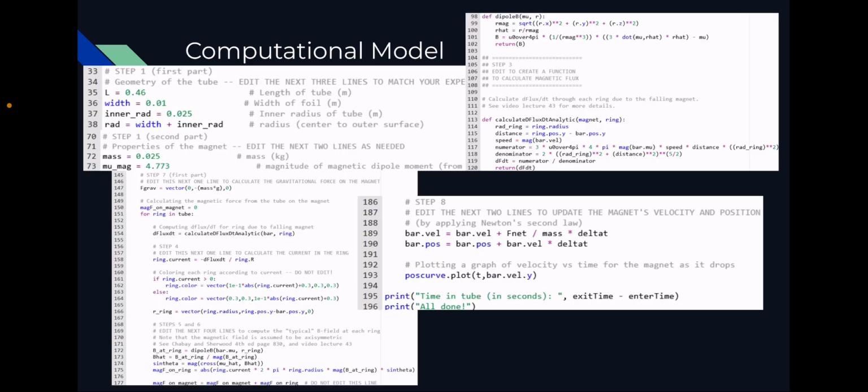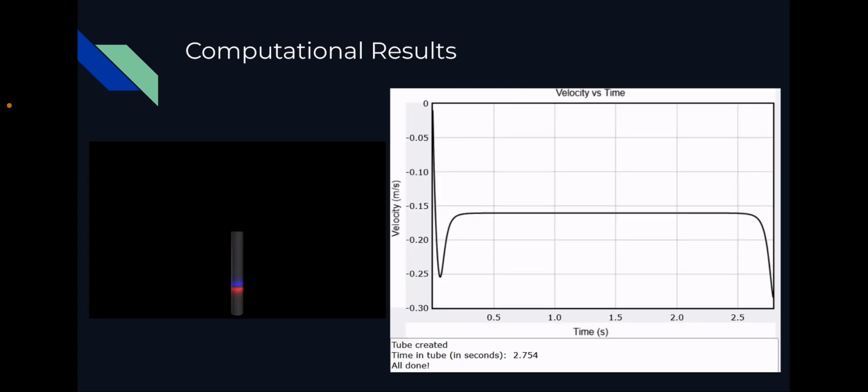So here's the code that I used for my computational model. These are just the parts that I edited. First are all of the initial conditions on the top left, and then the definitions of a dipole and the change in flux on the top right. And then essentially I calculated all of the different forces acting on the magnet, and then updated the magnet's velocity and position as shown on this slide.